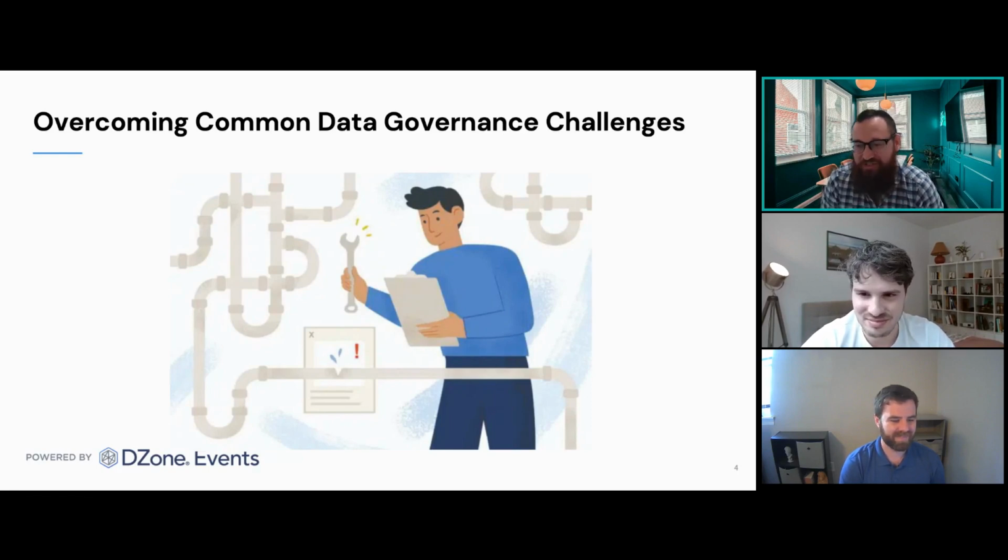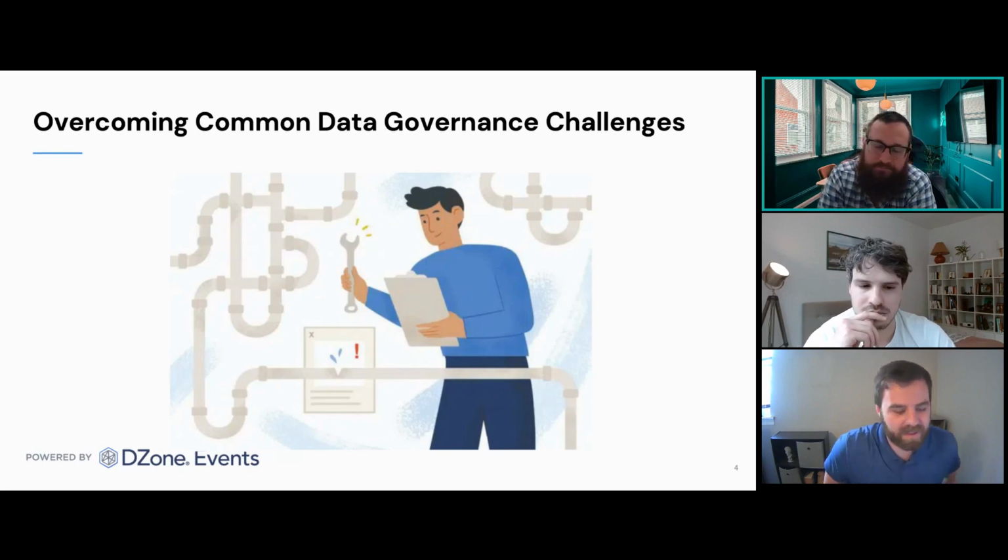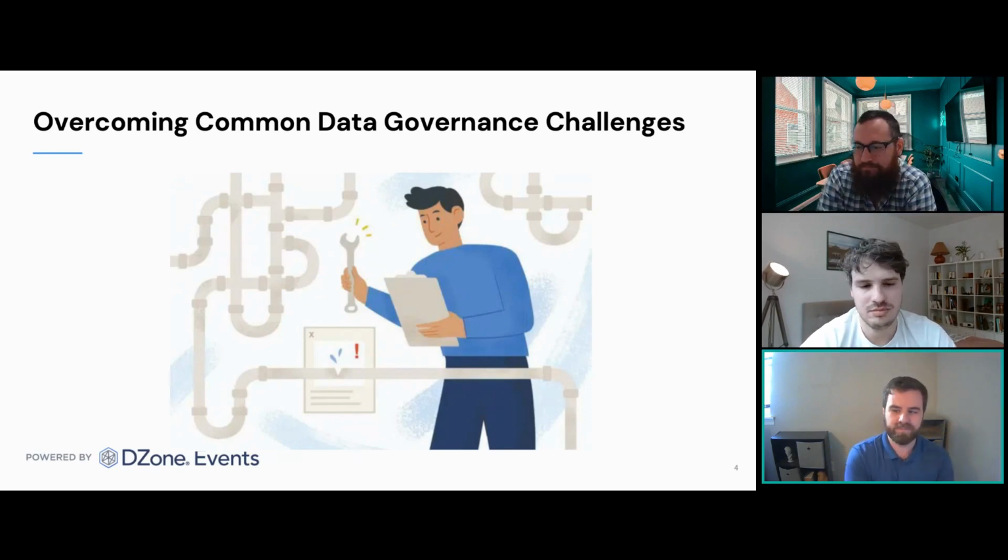So Joel, changing gears just a little bit, having these data governance policies in place, right? How do we ensure that they are aligned with our business objectives and, if necessary, regulatory requirements? That's a good question, Jason. And I think it comes down to having the right people in the room.